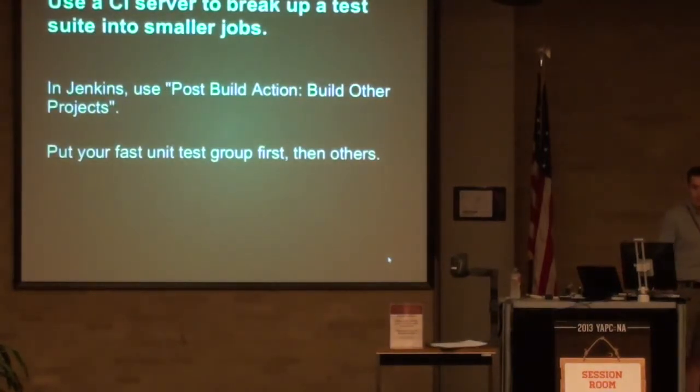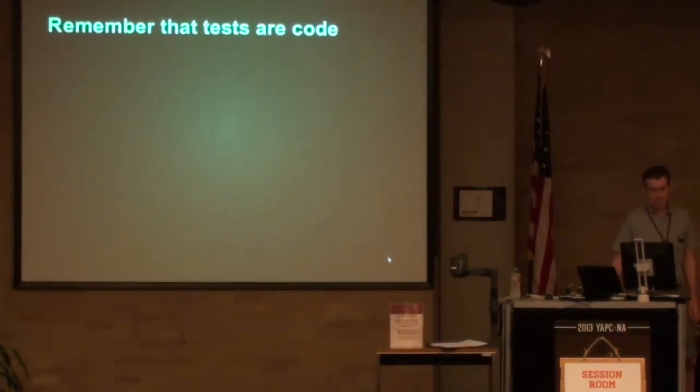And I just got ahead of myself. I mentioned the tip of using your continuous integration server to break up your tests into smaller jobs. If you're using Jenkins, it has this post-build action, build other projects, and that allows you to say, in Jenkins language, when this project is done, build this next project. And that allows you to get these intermediate reports before the end.